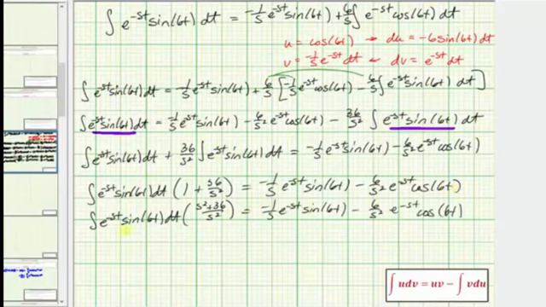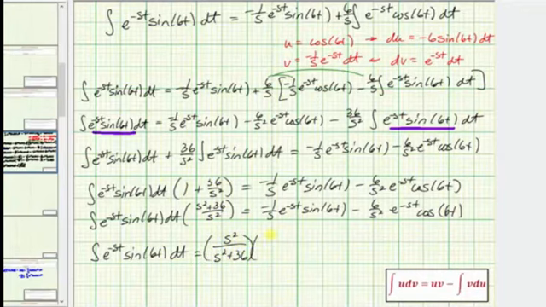And now for our last step, we want to solve for this integral here. We'll do this by multiplying both sides of the equation by the reciprocal of this fraction here. If we do that, we'd get the integral of e to the negative st sine 6t dt equals, well, the reciprocal of this fraction would be s squared divided by the quantity s squared plus 36, and then times the difference of these two terms.